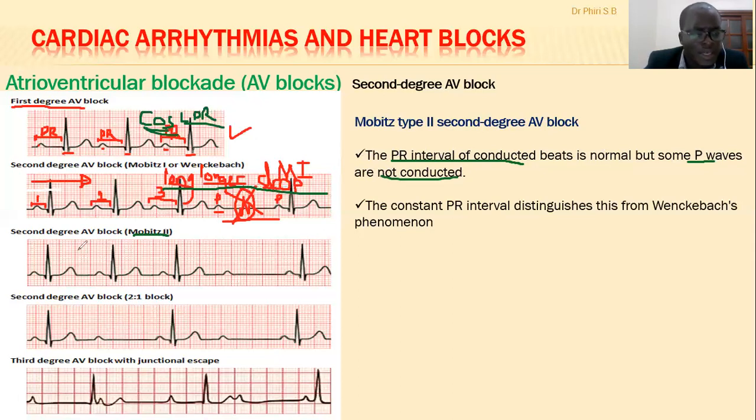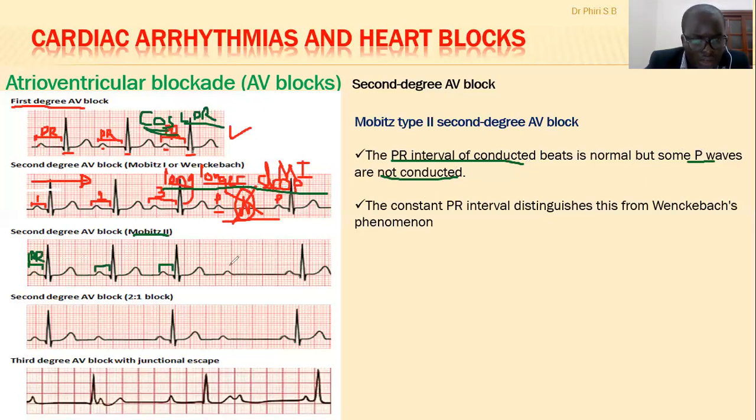So when you come back to this diagram, you can see the start of the P wave to the start of QRS complex. This is your PR interval. So this PR interval is normal. Then when you check again your PR interval here, there is no elongation of PR interval, it's still normal. Then you can also check here the PR interval within the normal range. So you have PR interval that is normal, but you have a P wave that is not conducted.